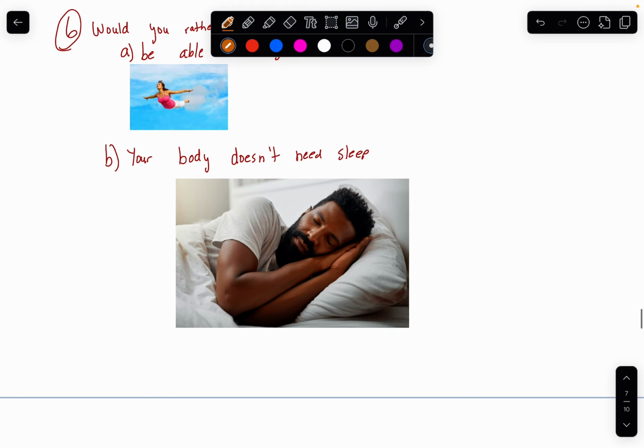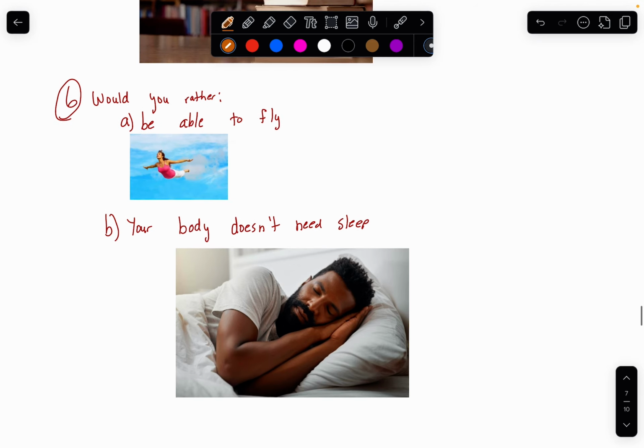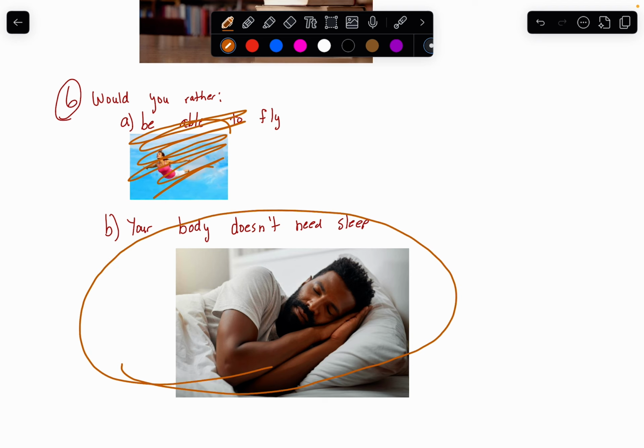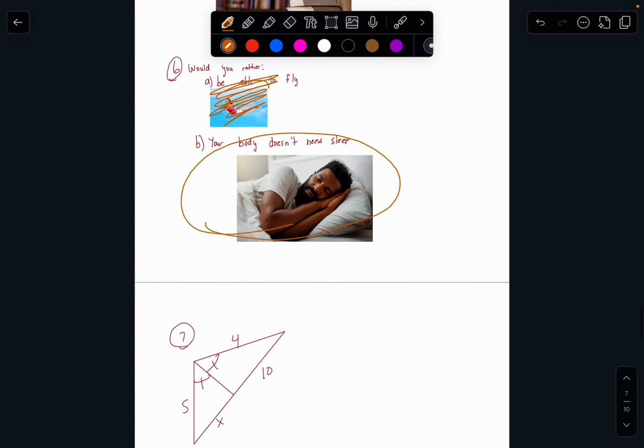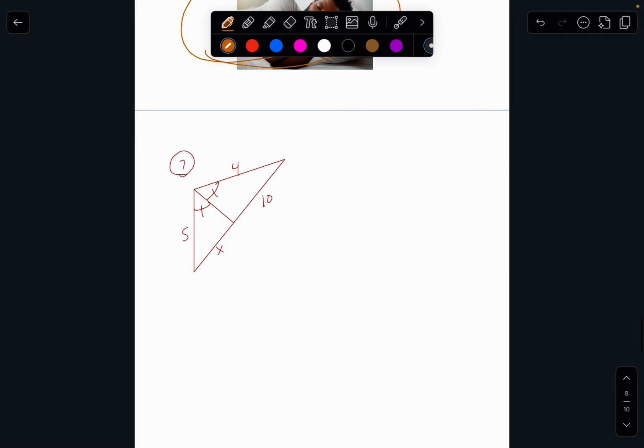Would you rather fly or your body doesn't need sleep? Well, I'm terrified of flying, and that would be really cold. I would love to stay up all night, pwning noobs, playing some League of Legends, having fun. Yeah, sleep is for the weak. No, I'm just kidding. You got to get enough sleep. I wish I didn't have to sleep, but man, you got to get that sleep. I'll be so cranky without sleep.